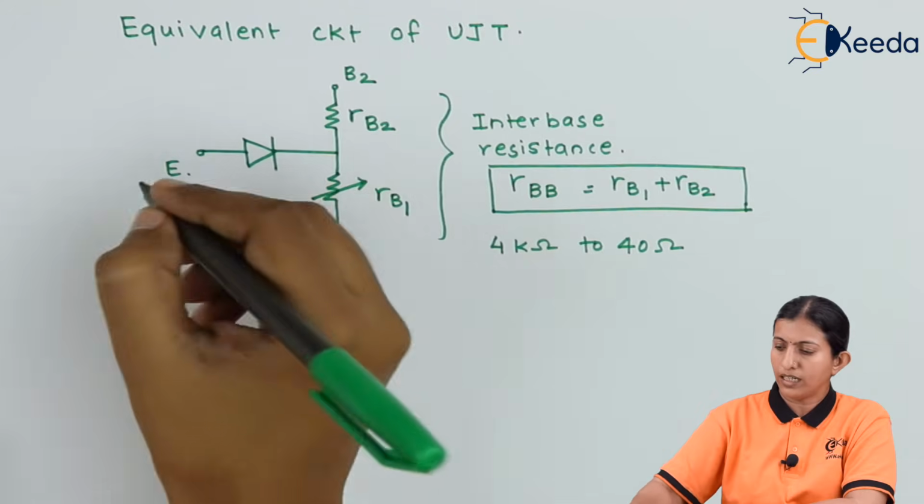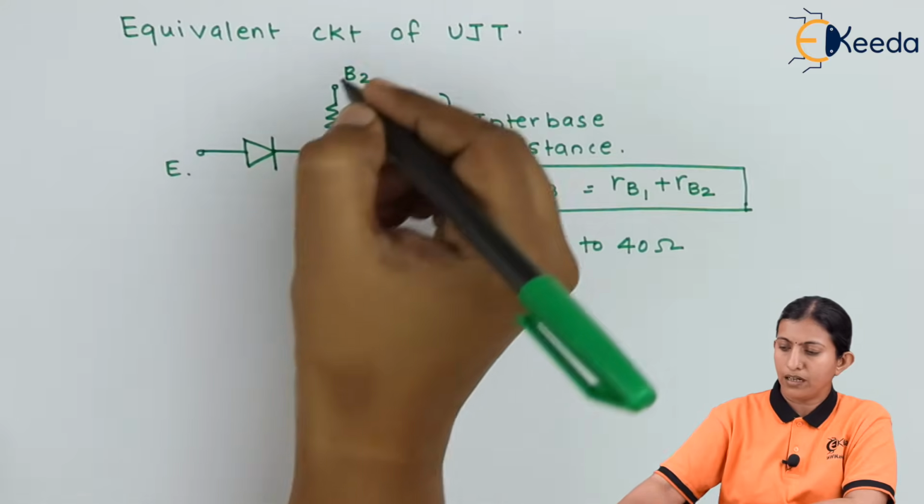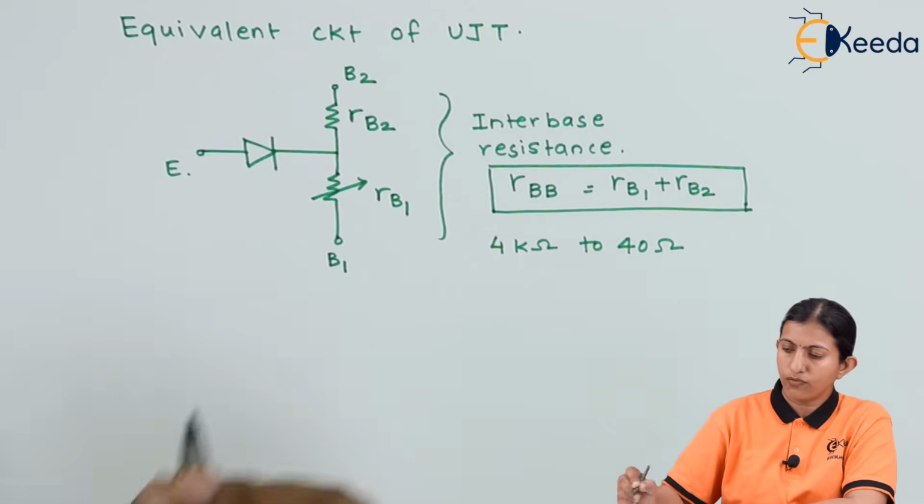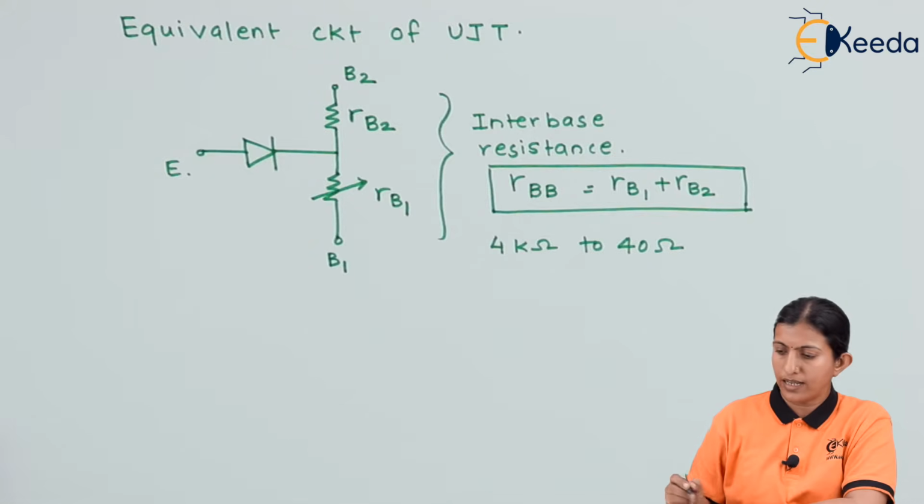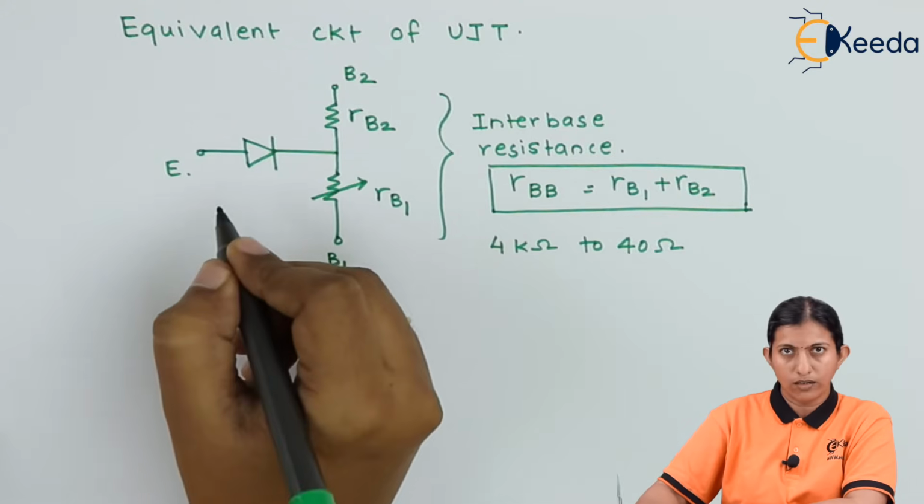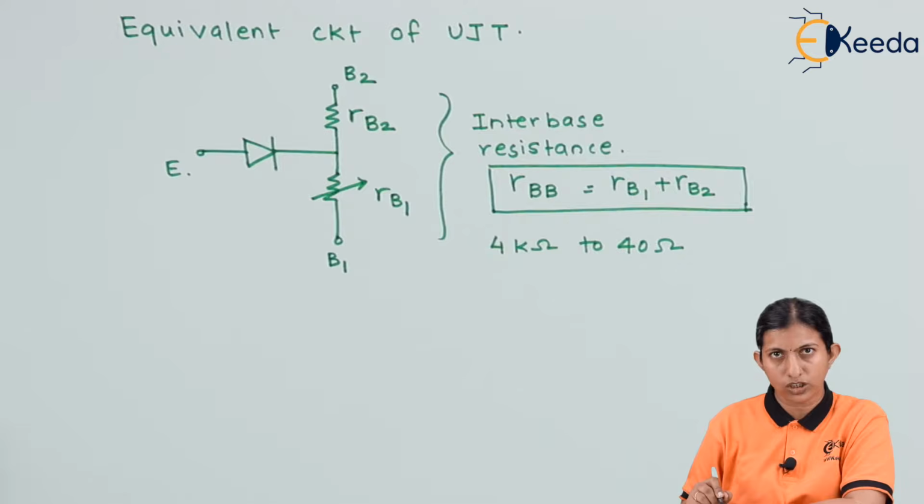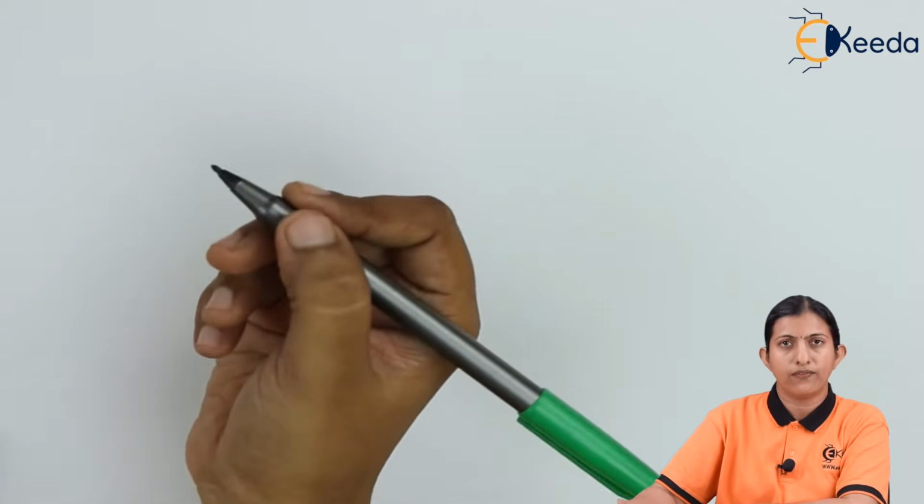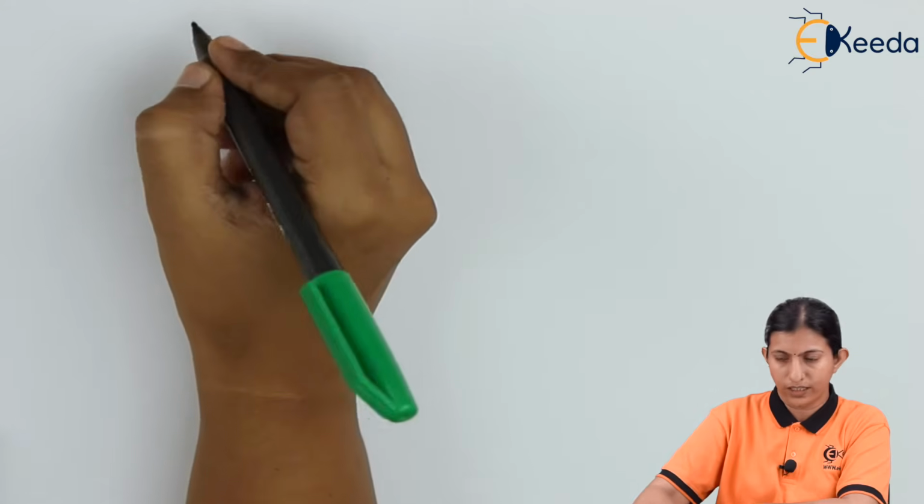So it has three terminals, emitter, base 2 and base 1, and the equivalent circuit of the UJT can be represented as a diode, which represents the PN junction, and RB1 and RB2, which represent the interbase or internal resistors of the base region. Then next we will find out the intrinsic standoff ratio.